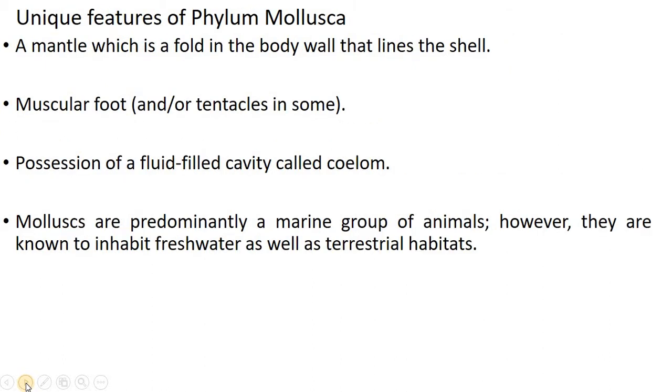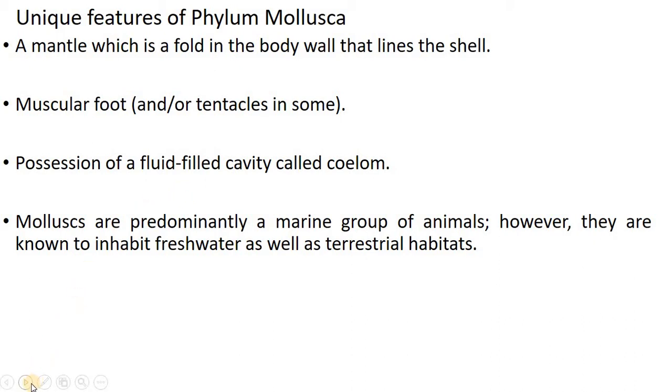Further, the mantle is there, and this mantle is helpful in shell production as well as respiration. Next, a muscular foot is there. The foot is ventral in position. There is a unique orientation of the animal in Phylum Mollusca, where you find the anterior, the posterior, the dorsal and the ventral, and of course lateral. Usually the foot is ventral, and there is a fluid filled cavity called coelom.